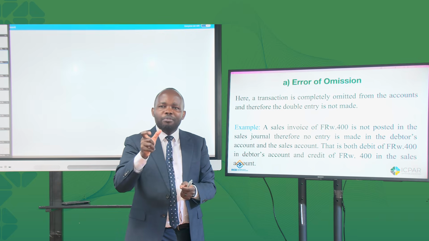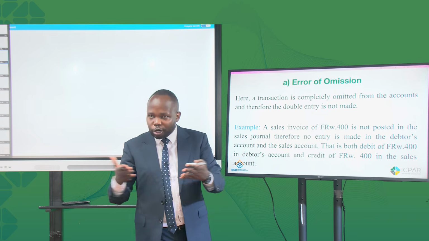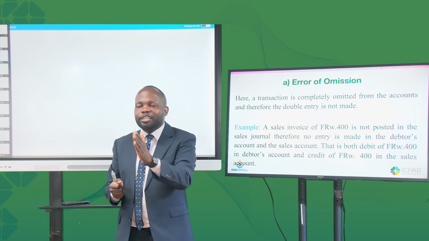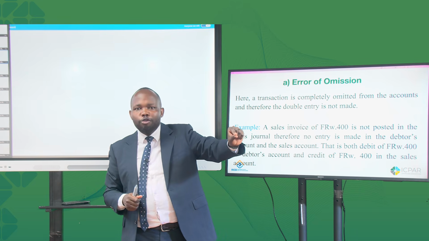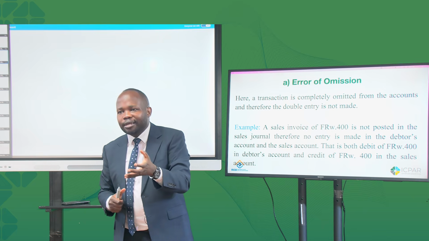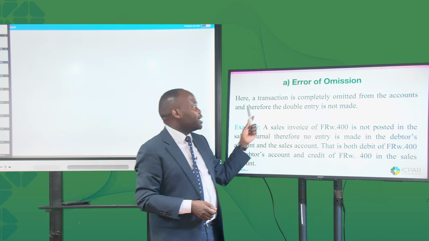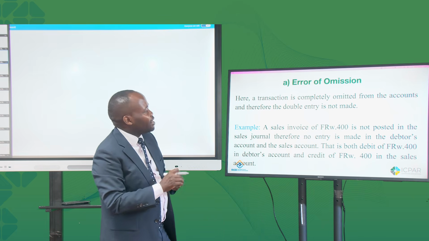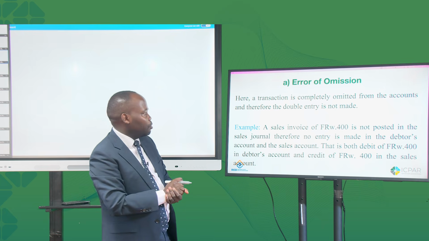The English word omission means you are supposed to record something and you did not record it, you forgot to record. For example, if there was credit sales of 50,000 and you forgot to post that transaction, you forgot to post the sales and you forgot to post the receivables. In that case, it's an error of omission. Here, a transaction is completely omitted from the accounts, and therefore the double entry is not made.